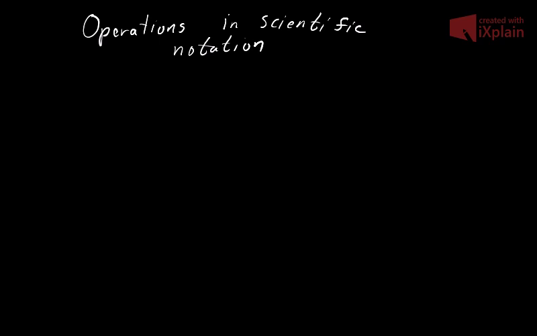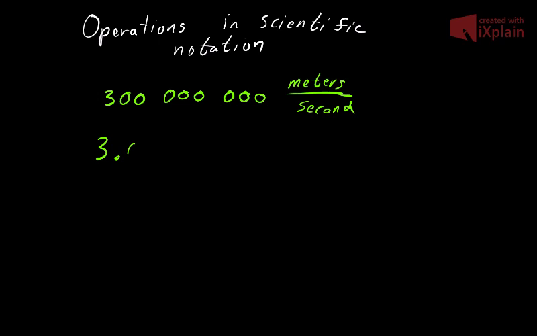So one of my favorite numbers is the speed of light, and what that is, 300 million meters every second is how fast light goes. And how I would be able to write this in scientific notation, because that many zeros is kind of a pain to write out, is I would just write 3.0 times 10 to the power of 8 meters per second.